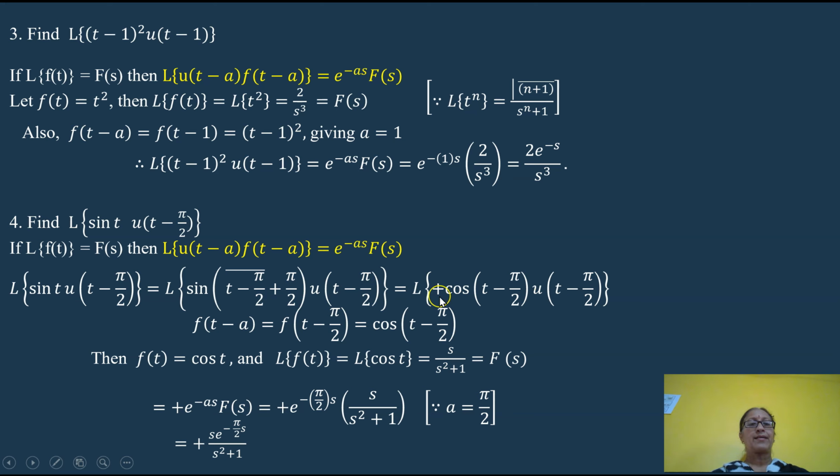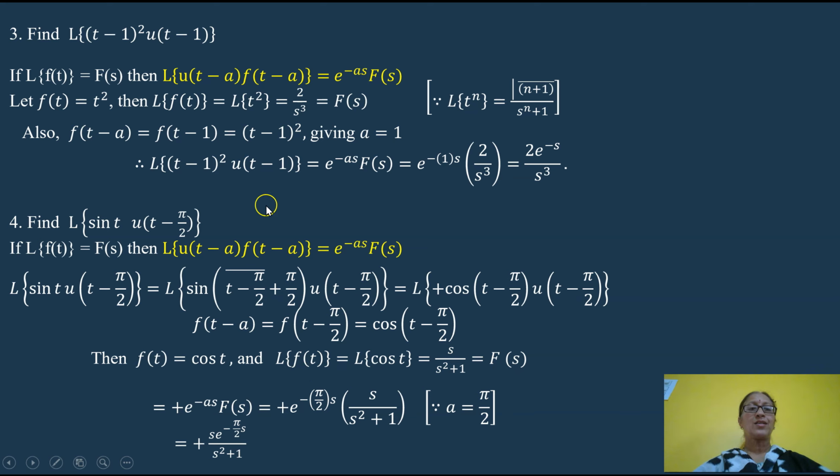Now compare this with f(t minus a). f(t minus a) equals cos(t minus pi by 2), that is f(t minus pi by 2). Then f(t) is cos t. f(t) becomes cos t because in the place of t minus pi by 2, if you write t, what do you get? f(t) equals cos t. Now find the Laplace transform of this. So the Laplace transform of f(t) equals the Laplace transform of cos t, which is equal to s by s square plus 1, which is equal to F(s).